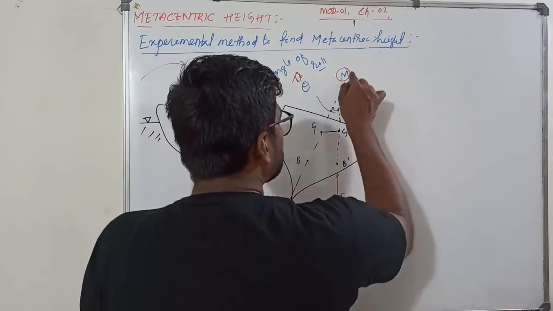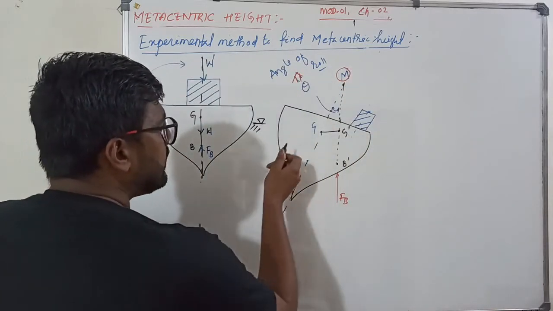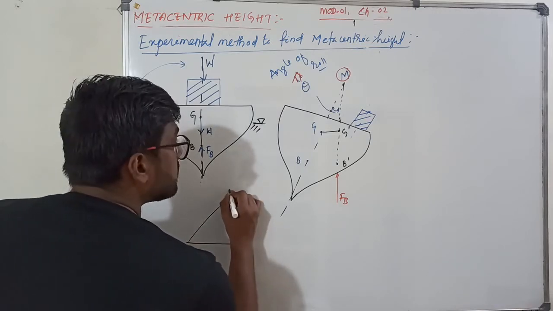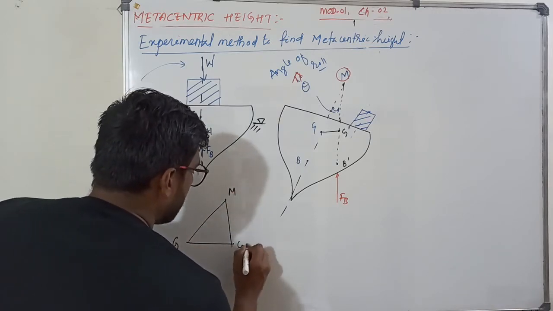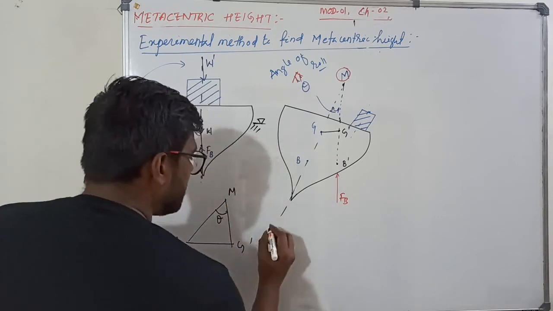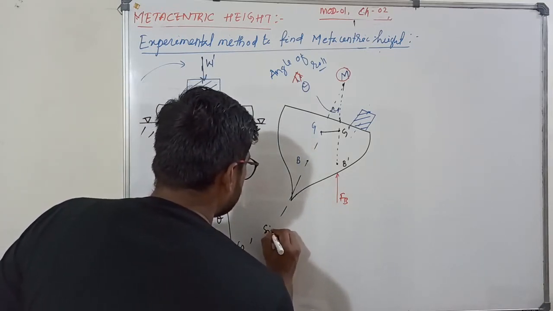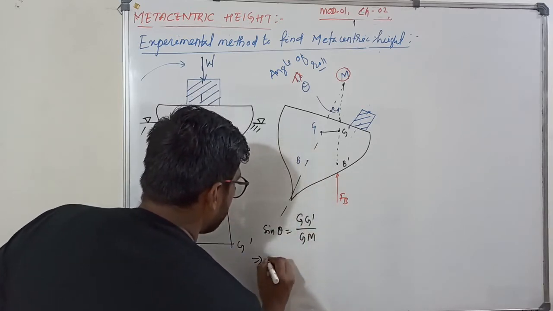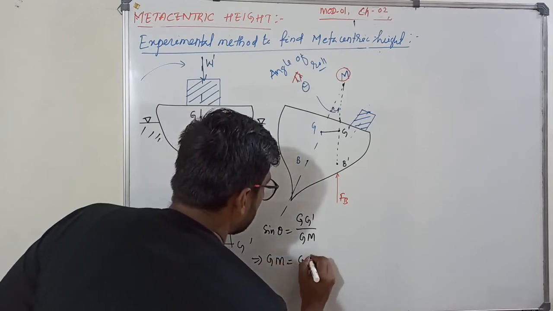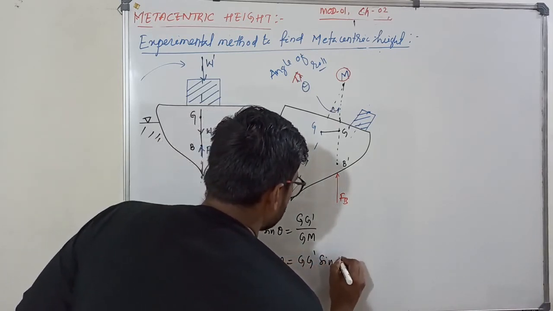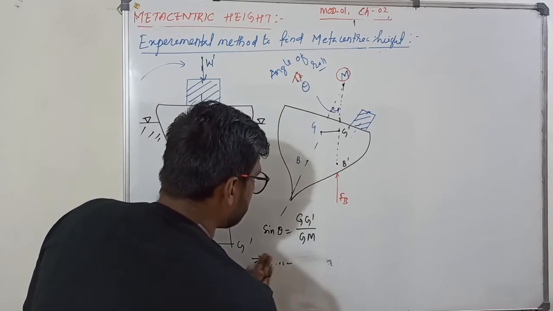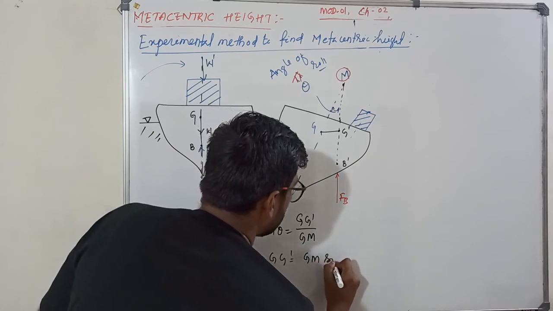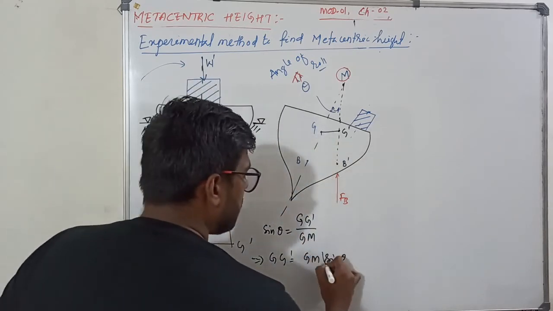Now in this triangle G dash M, this angle is what? Theta. So what is sin theta? Sir, sin theta is GG dash upon GM. So your GG prime is equal to GM sin theta. Oh wow, very, very good, fantastic.